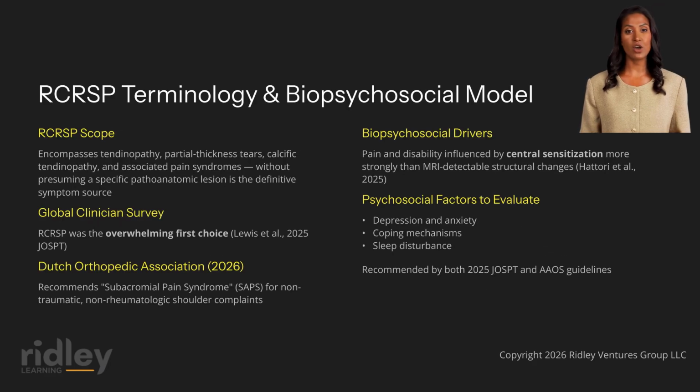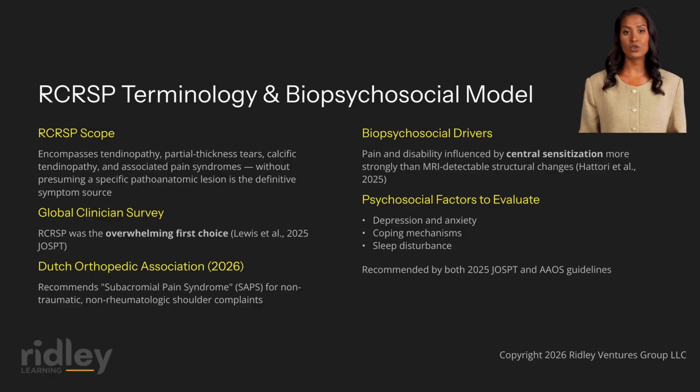Let's shift to the terminology and classification systems used for rotator cuff disorders. The 2025 Clinical Practice Guideline on Rotator Cuff Tendinopathy, published in JOSPT and authored by Desmoules and colleagues, is the most current consensus document for the terminology and classification of rotator cuff pathology in clinical practice. This guideline recommends adopting rotator cuff-related shoulder pain, or RCRSP, as the primary umbrella term for clinical diagnosis of shoulder pain suspected to originate from the rotator cuff and associated structures.